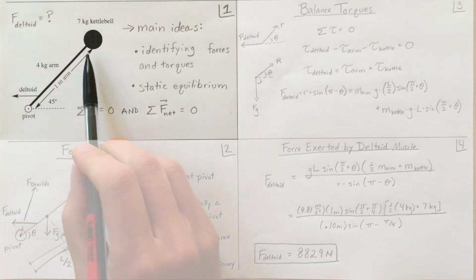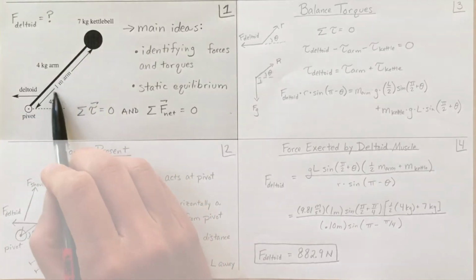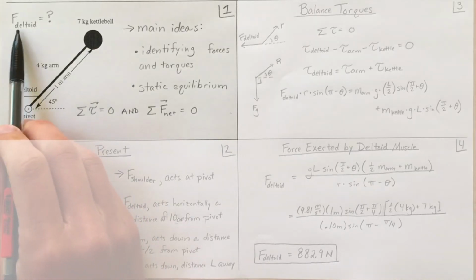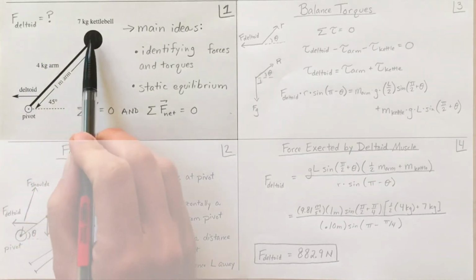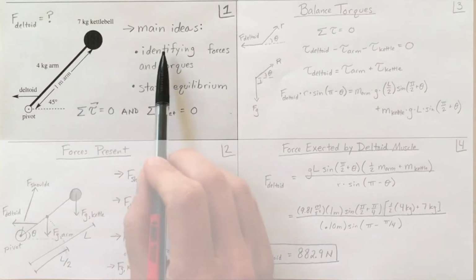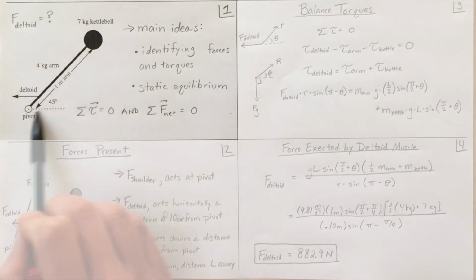In this problem, a person is holding a heavy kettlebell at rest and their arm is making an angle of 45 degrees from the horizontal. We're asked to find the force that the deltoid muscle is applying in order to keep this system at rest.